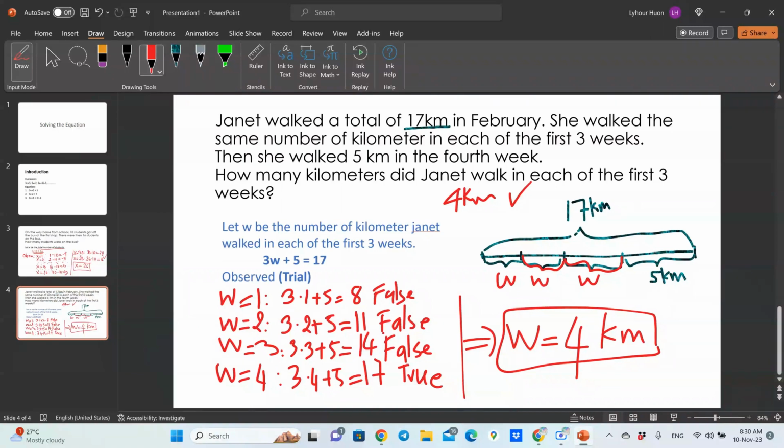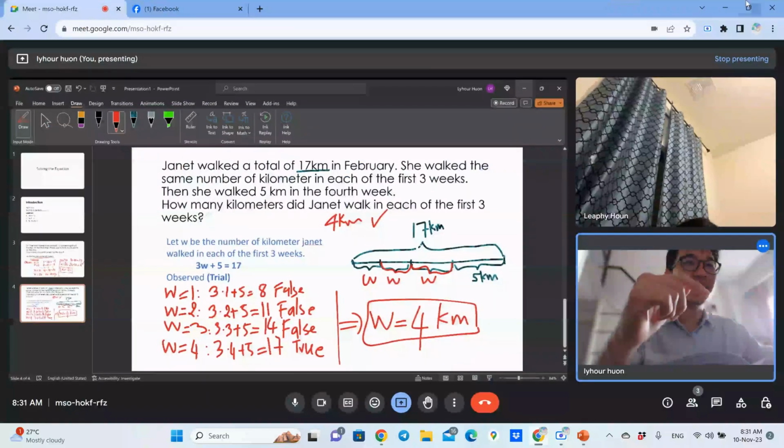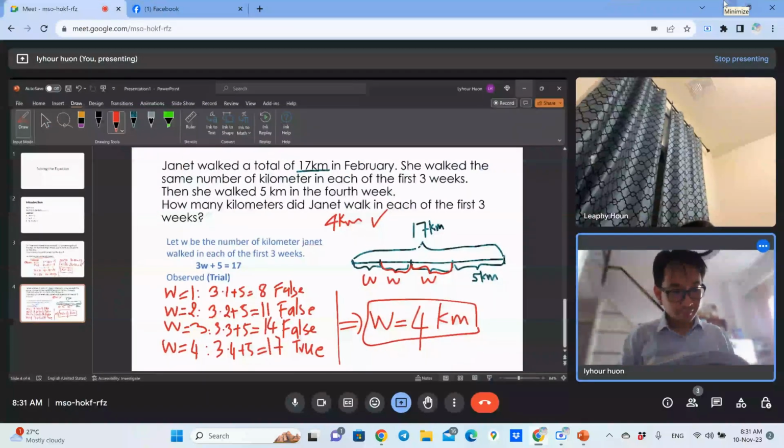I just bought new books today. Sorry, what did you say? I just bought new books today. Oh, you bought new books. Okay, very nice. So a new lesson with a new book. That's great.